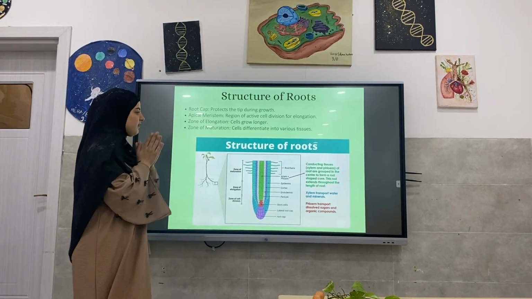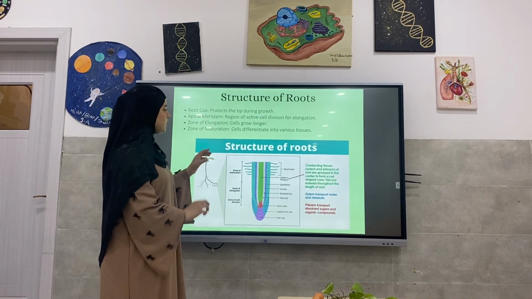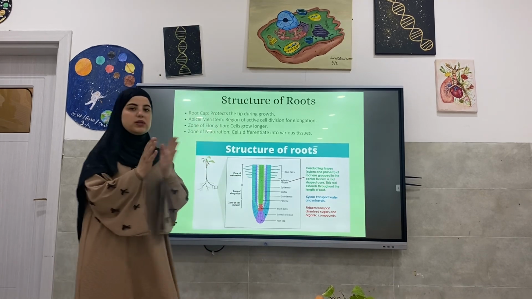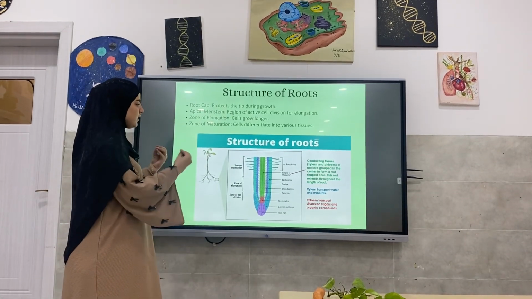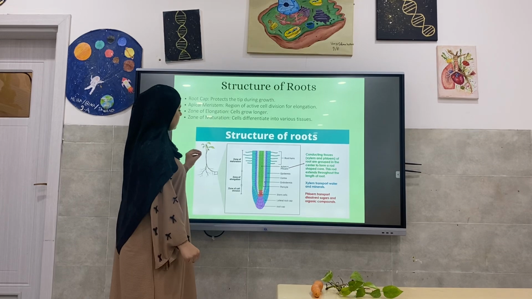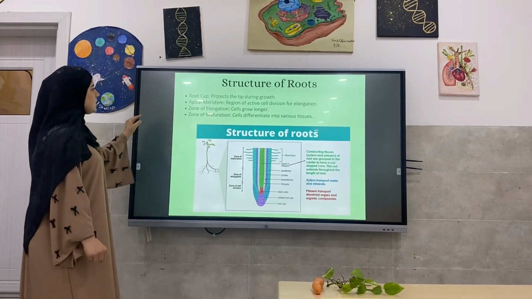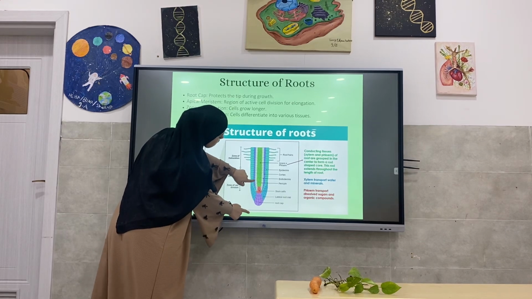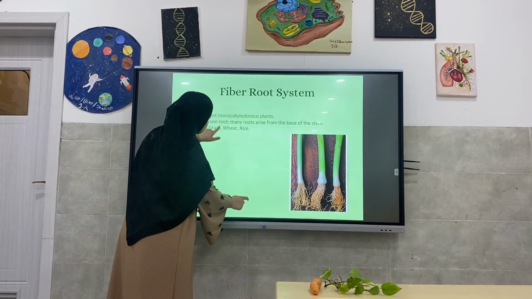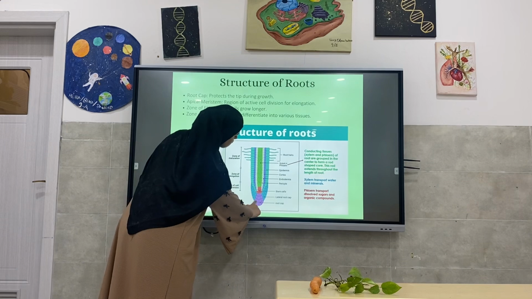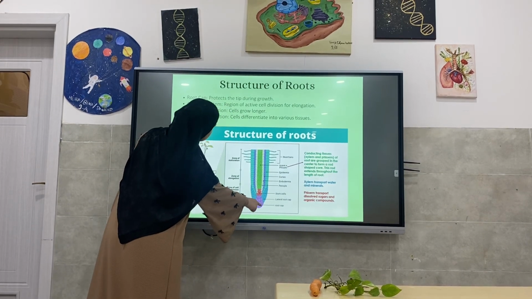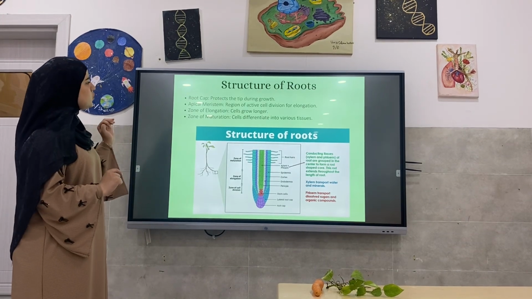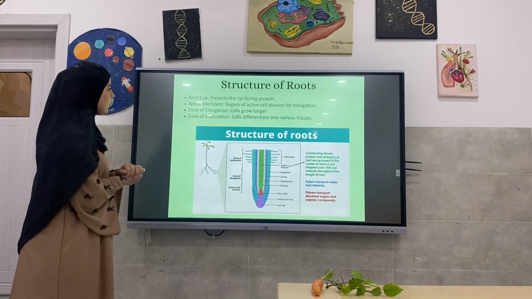What do you mean by xylem, phloem? The function of the xylem is to transport water and minerals inside the root. And also the root cap protects the tip during growth. This is the root cap. Root cap protects the tip during the growth, and apical meristem is the region of active cell division for elongation.